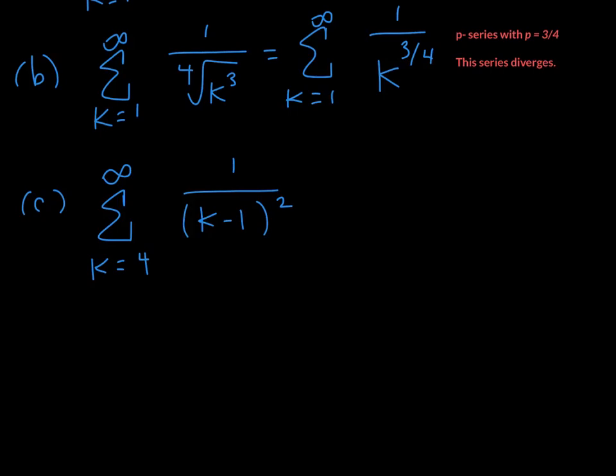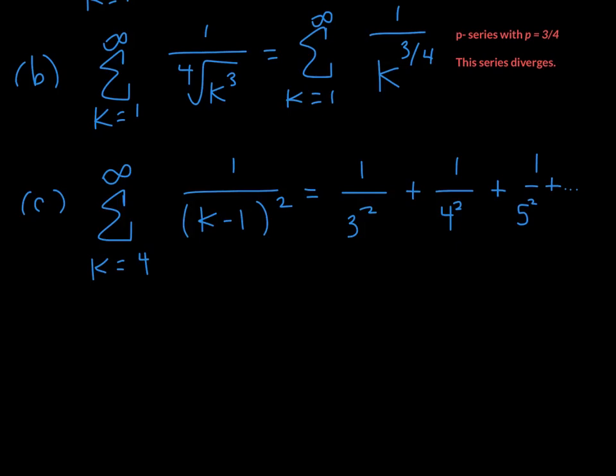So this is what I recommend. I want us to write out a few terms of the series so that we can clearly see what we're dealing with here. Okay, so if k is 4, then we have 1 over 3 squared plus. Now when k is 5, we have 1 over 4 squared. When k is 6, then we have 1 over 5 squared plus, etc.